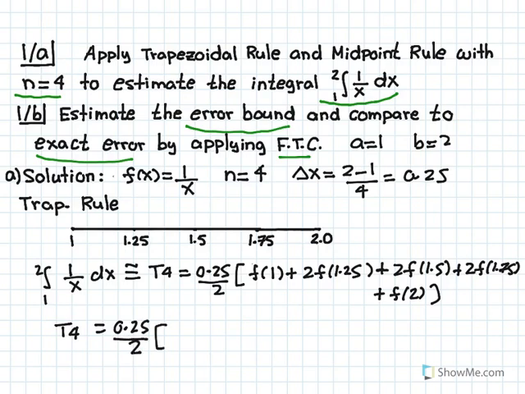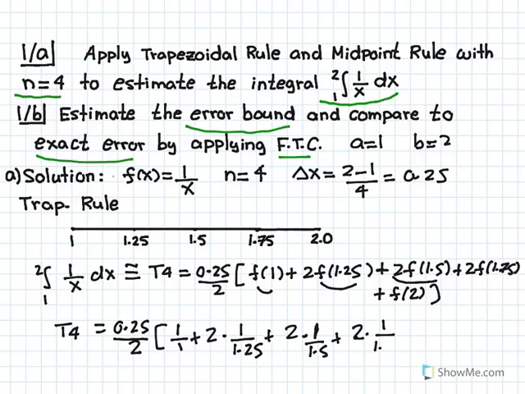So T4 is going to be 0.25 divided by 2 times f of 1, which is just 1 over 1, plus 2 times f of 1.25. Well, f of x is 1 over x, so that's just 1 over 1.25, plus 2 times 1 over 1.5, plus 2 times 1 over 1.75, and f of 2 is going to be 1 over 2. If we simplify this, it comes out to 0.69702. That's the trapezoidal rule approximation with 4 trapezoids.